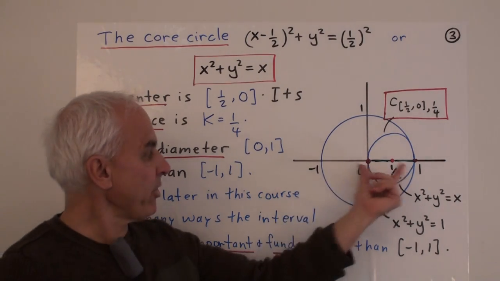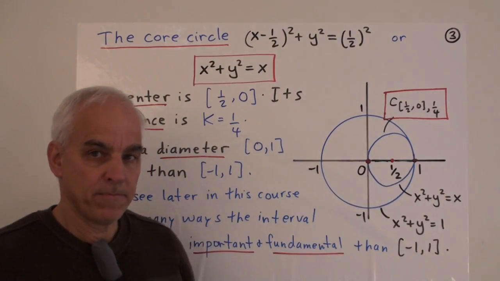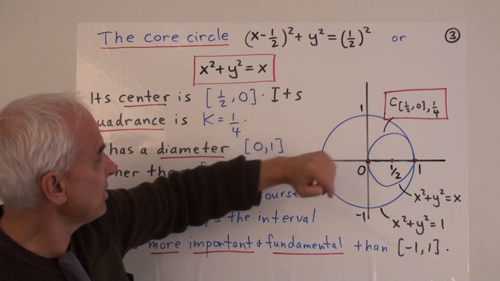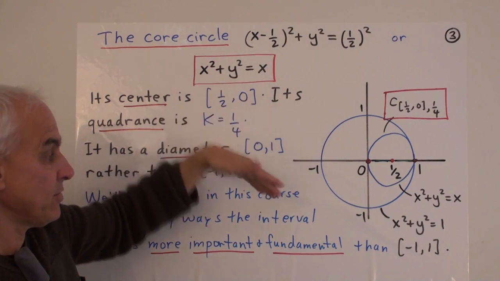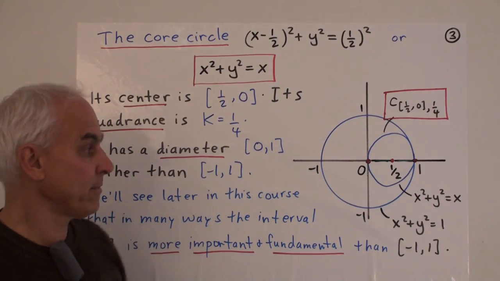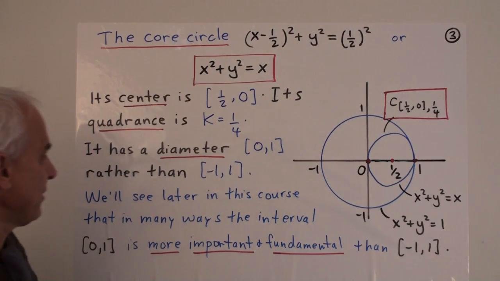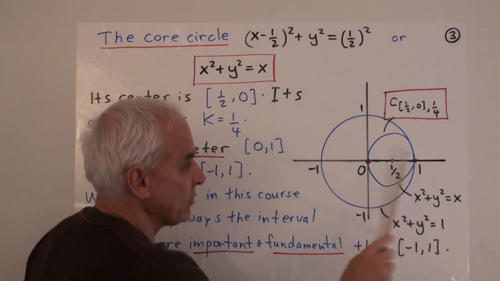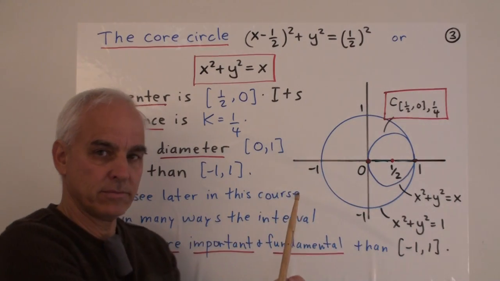This thing has a diameter, which is the interval from 0 to 1. It has the property that it's symmetric about the x-axis, because if you replace y with minus y, you still get another point on the circle. So there's a diameter right along there, and this distinguishes it from the unit circle, which is this one here, which has diameter from -1 to 1.